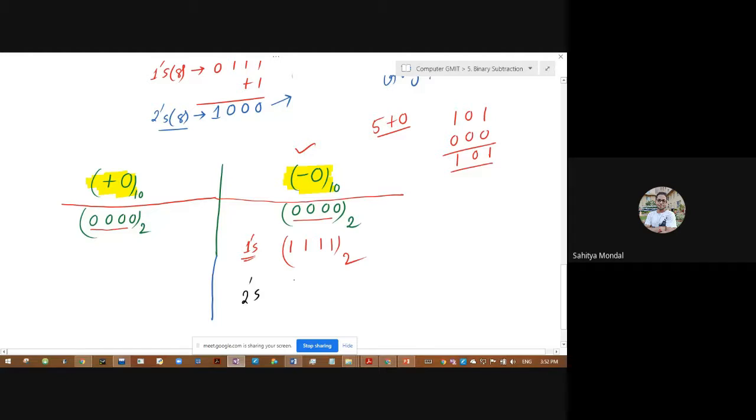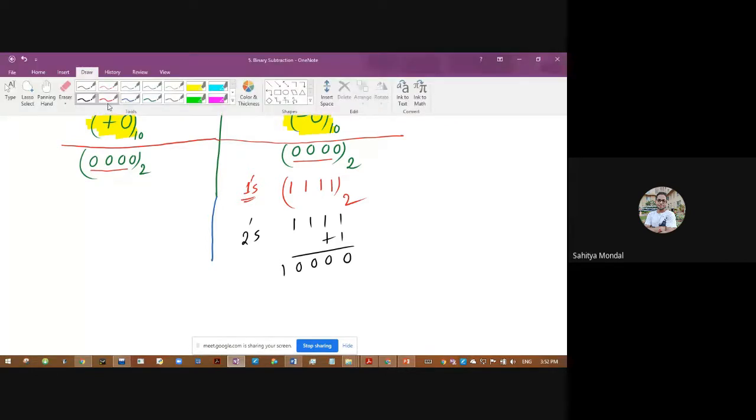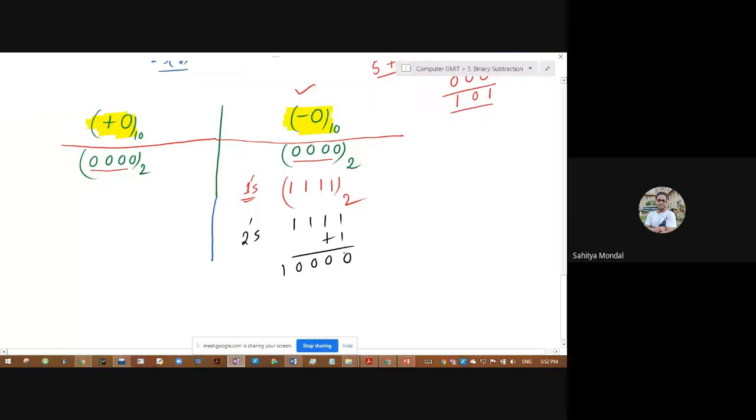Now I am making the two's complement of this one. So two's complement of 0 means one's complement, 1 1 1 1, plus 1. So what will be the result? Tell me. Sir, 1 and 4 zeros. 1 and 4 zeros, right? Now initially I told you that I have 4 bits. Now how many bits in total are generated after two's complement? 5 bits, right?